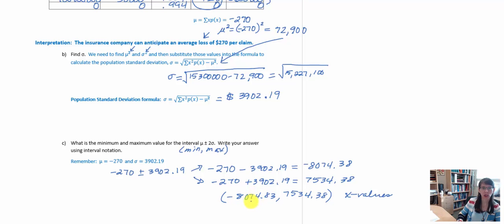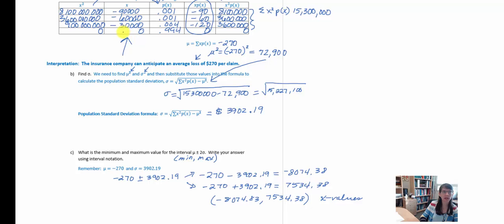If we go back to our table and look at the x values, do any of these x values fall within this interval of negative 8,000 to 7,500? So negative 90,000, that's much smaller than negative 8,000. Negative 60,000, also much smaller. Negative 30,000, much smaller. But 0 is an x value that falls between our minimum and maximum value. So 0 is associated with 0.994 probability. To turn that probability into a percentage, you're multiplying by 100. So you would have 99.4%.